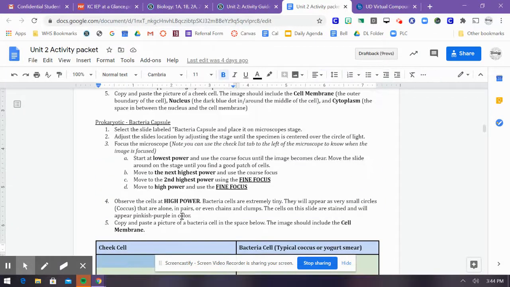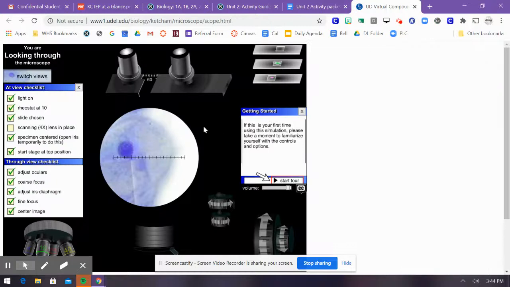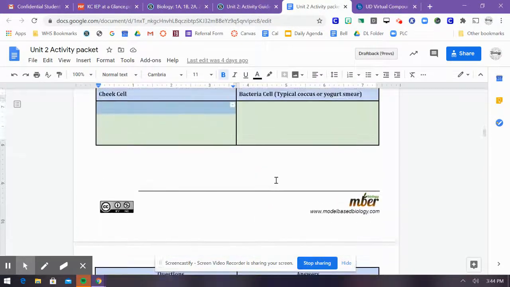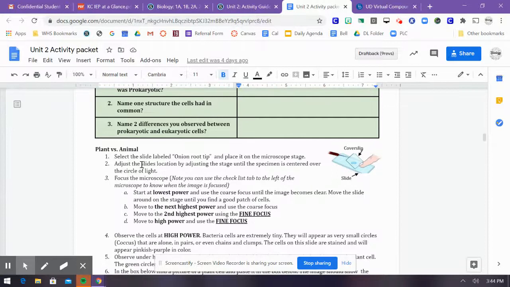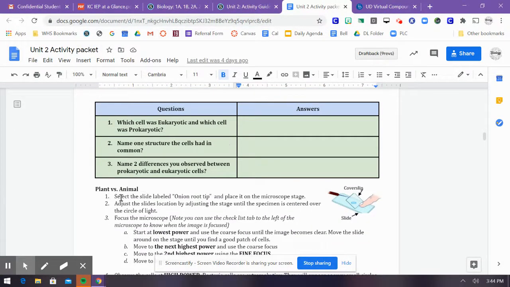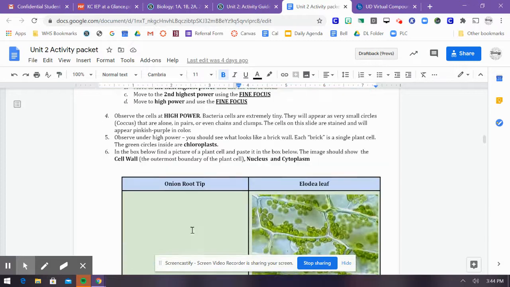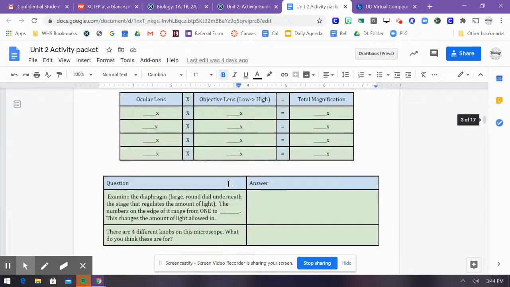And then you're going to swap out the cheek cell for the bacteria capsule, which is this guy. And then you're going to find an image on the internet and paste what that looks like here. And then you're going to answer these questions. And you're going to repeat with onion root tip. Say that 3 times fast.